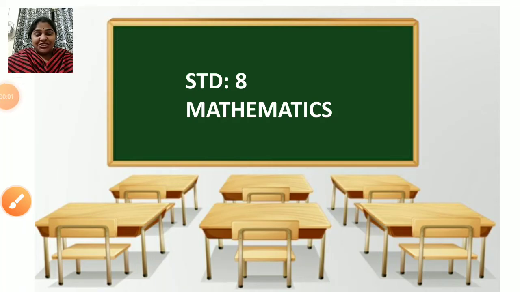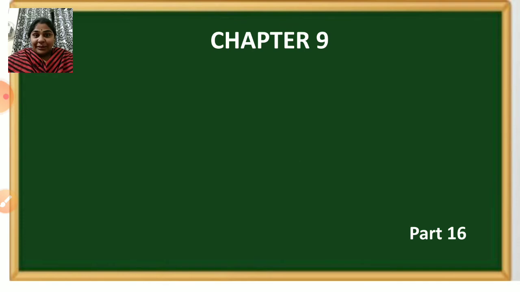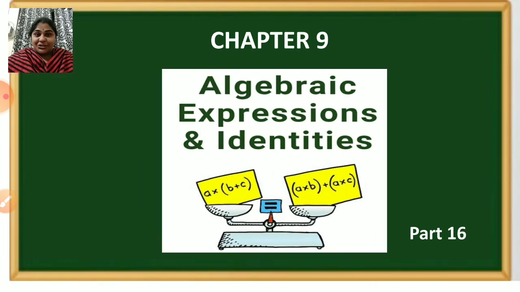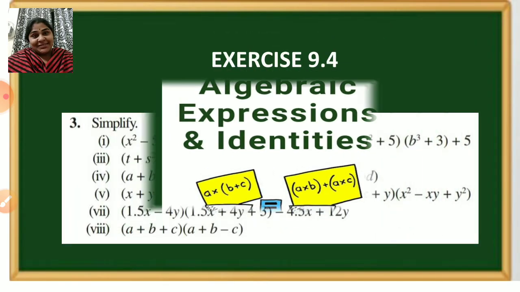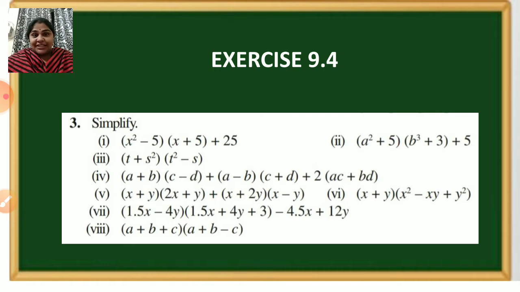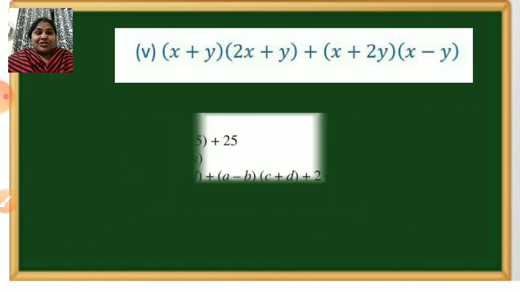Welcome back again, children, in our next session of mathematics. We were in chapter number 9, that is algebraic expressions and identities. We were in exercise 9.4 and in question number 3, that is the last question. Sums number 1, 2, 3, and 4 we have done. Now, today we will see the 5th, 6th, 7th, and 8th one. So, let us begin.